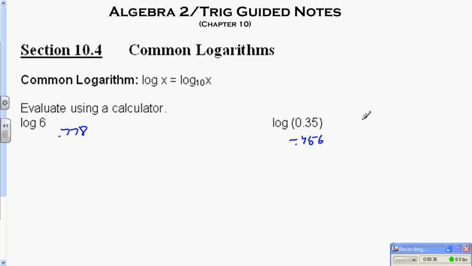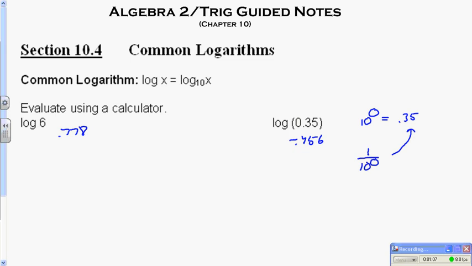Well, remember, we're asking ourselves 10 to what power gives us 0.35. Well, that's pretty small. It's also a fraction. So this power must have been negative, which means we would have 1 over 10 to the positive power. And because the power is negative, it creates a fraction. And that's how we get decimals like this.